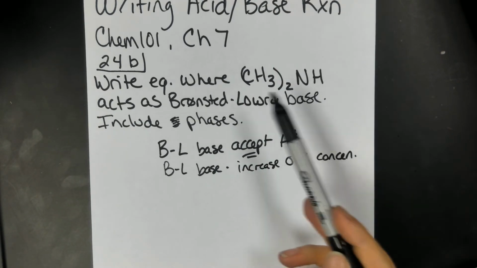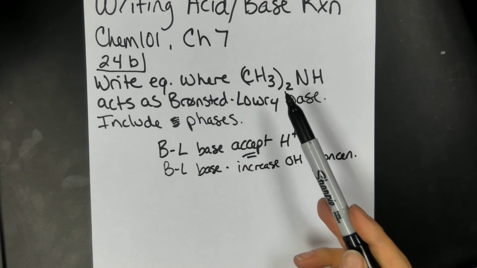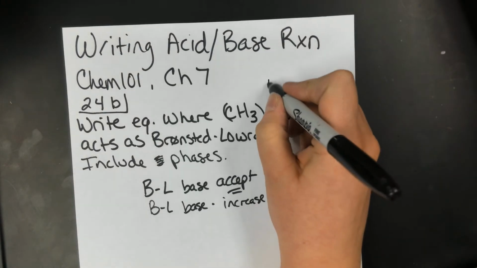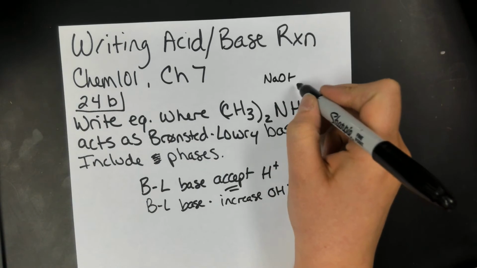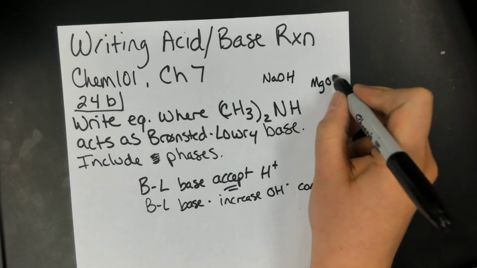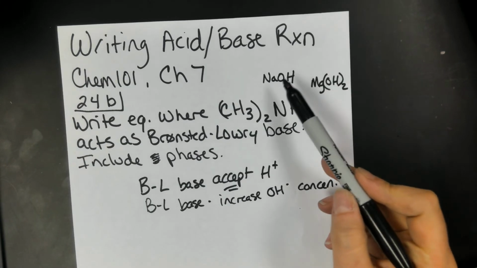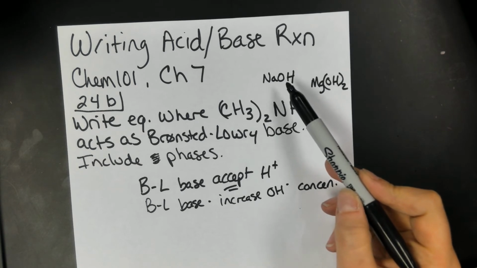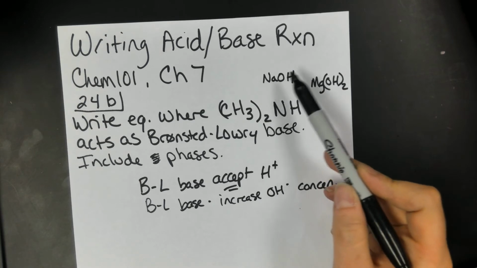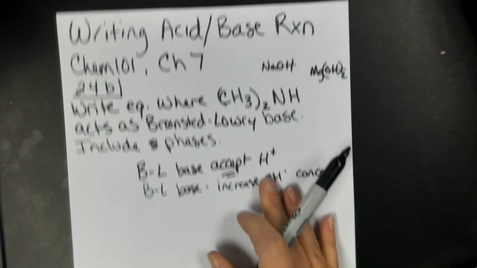So this is an example of a Brønsted-Lowry base. Why is this not an example of an Arrhenius base, by the way? Arrhenius bases must already have the OH in them. An example of an Arrhenius base would be NaOH, Mg(OH)2. These are Arrhenius bases because as soon as they dissolve in water, they just make OH. No water necessary, right? They don't need to pull a hydrogen off the water. So we're not dealing with the Arrheniuses right now. We're dealing with this Brønsted-Lowry.